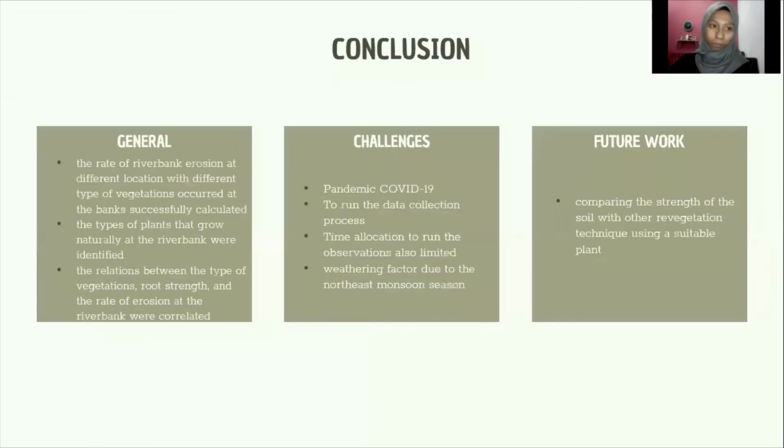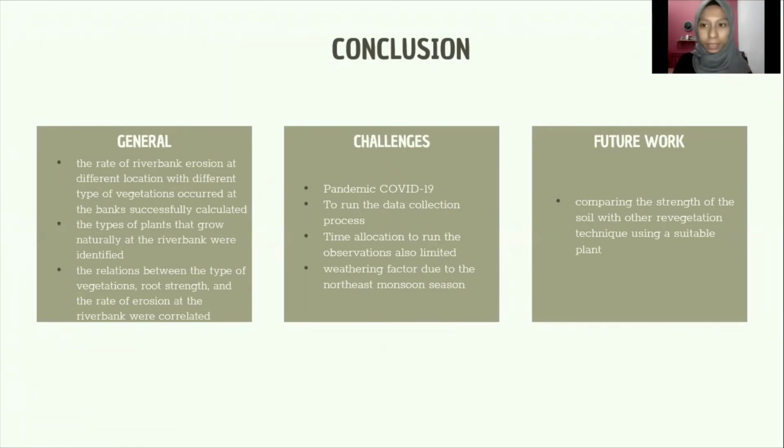So in conclusion, the rate of riverbank erosion at different locations with different types of vegetation was successfully calculated. Therefore, the result has been shown through the graph itself. Then the types of plants that grow naturally at the riverbank were identified, which are two types: Familia tudicae and Ludwigia alternifolia. And then the relations between the type of vegetation, the root strength, and the rate of erosion at the riverbank were correlated.